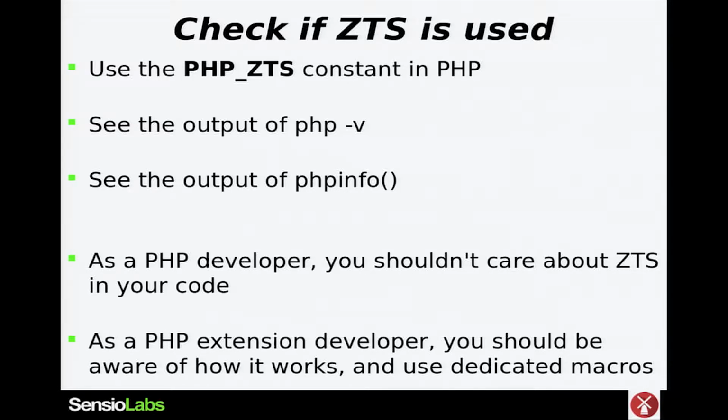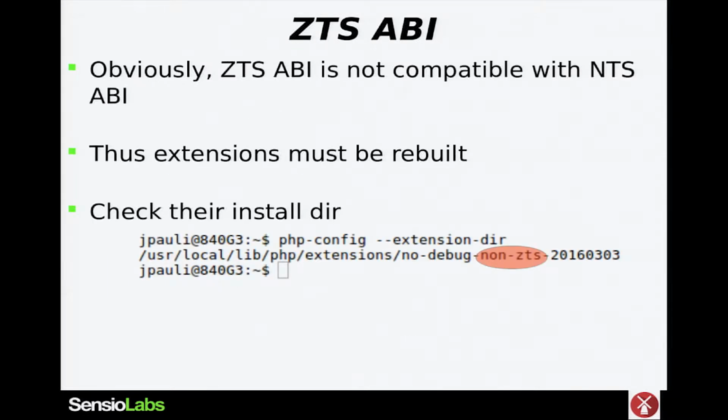As a PHP developer, you shouldn't care about ZTS in your code, because the PHP core developers made everything so that PHP userland can use things and not care about how memory is allocated, whether in a thread or not. This is easy to do. In other technologies like Java, for example, if you play with threads, you sometimes have to lock your memory zones. In PHP, you don't have to talk about it or think about it.